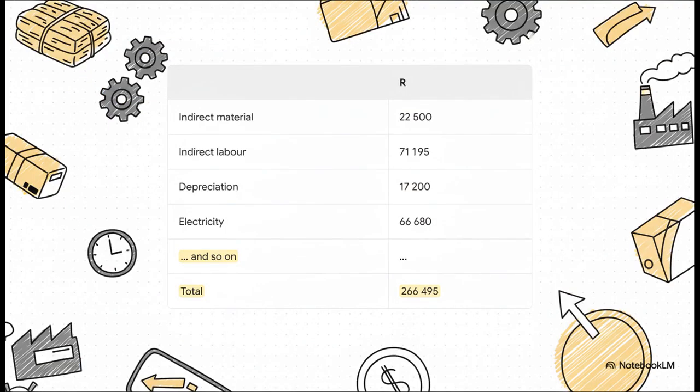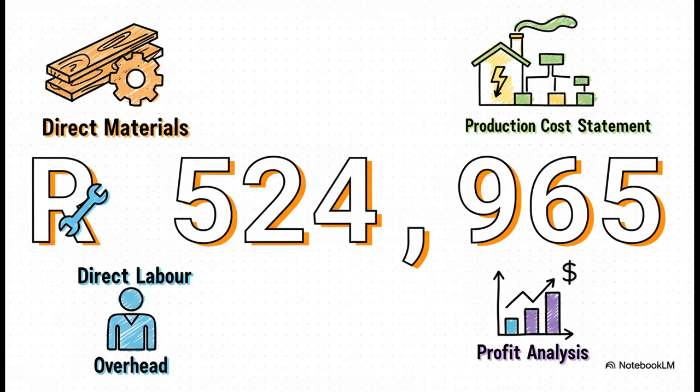And finally, we tackled those overheads. This is almost always the longest list. Here, we're adding up everything from indirect materials like cleaning supplies to indirect labor like supervisors' salaries, all the way down to the factory's electricity bill and even the wear and tear on the machinery. And there it is, the big one.